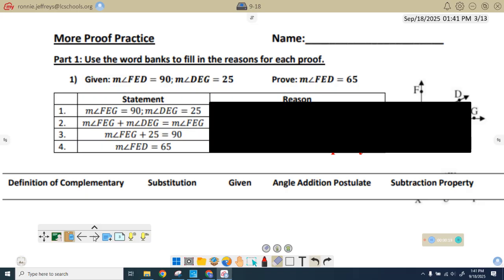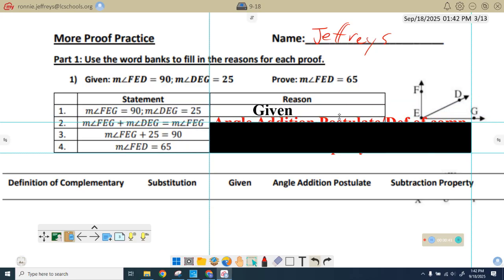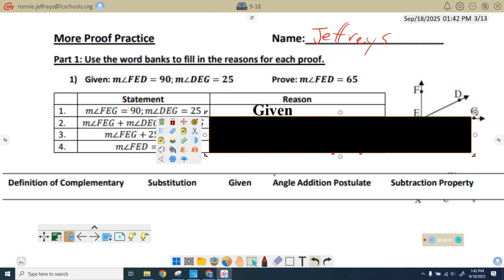Alright, so as we're looking at this, unfortunately on number 1 I gave you too many choices in this word bank. But let's go through these. Every reason on the very first thing should always be given.